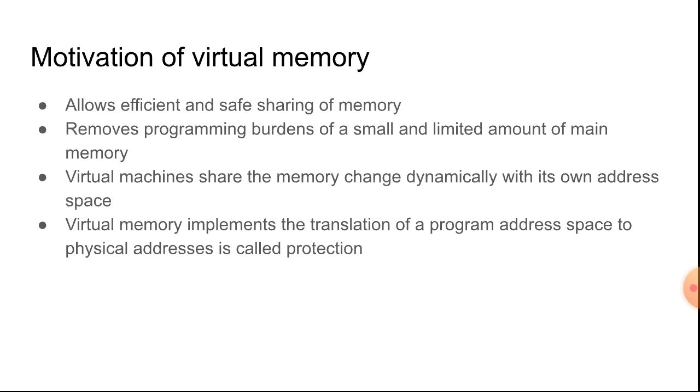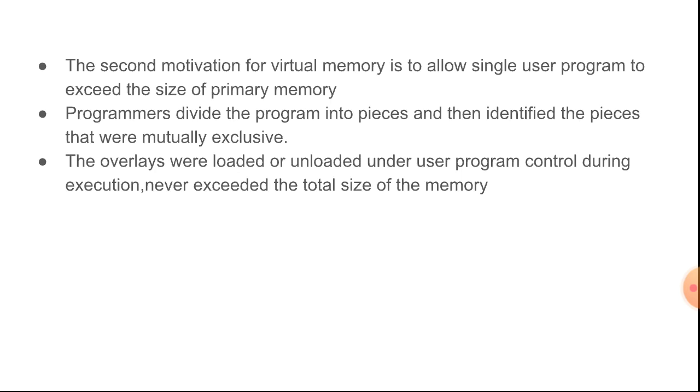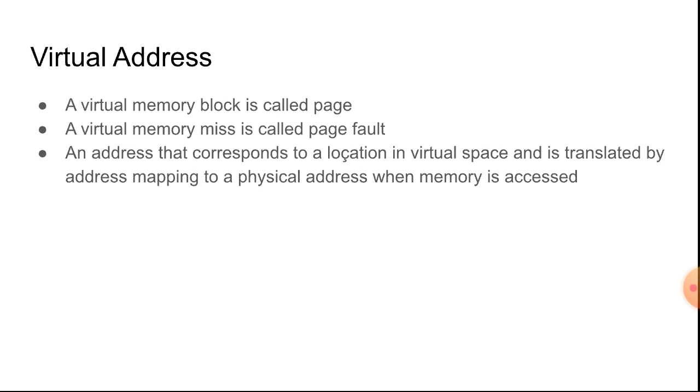The virtual memory implements a translation of a program address space to physical address space. This process is called protection. Next, the second motivation of virtual memory is to allow a single user program to exceed the size of primary memory. The programmer divides the program into pieces and then identifies the pieces that are mutually exclusive. The overlays were loaded or unloaded under user program control during execution, and never exceed the total size of the memory.